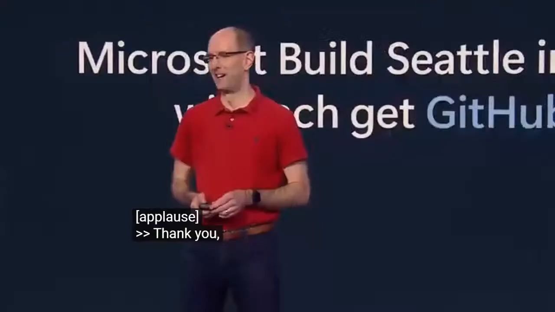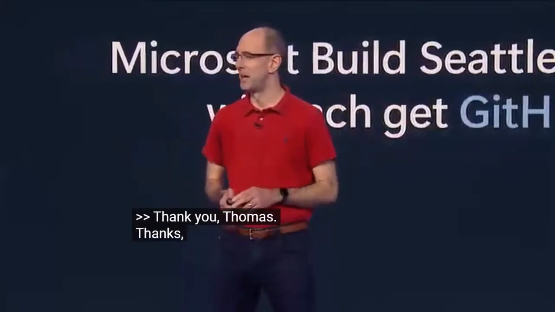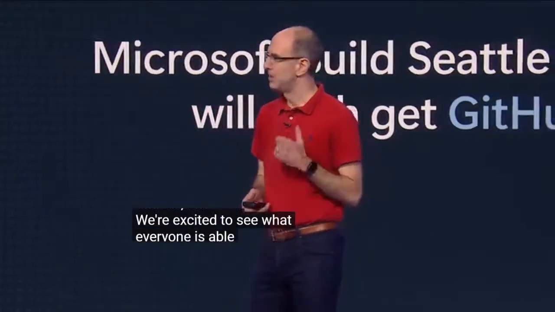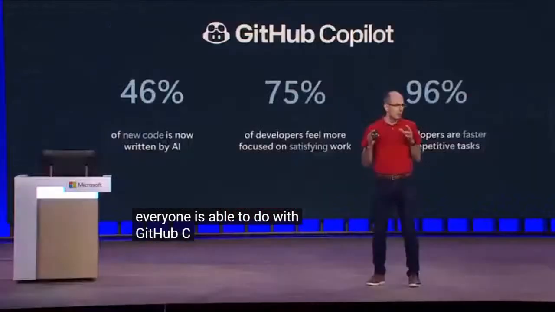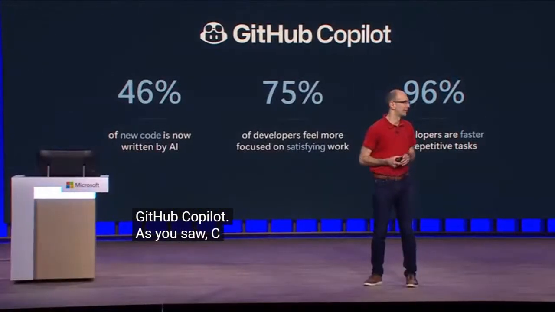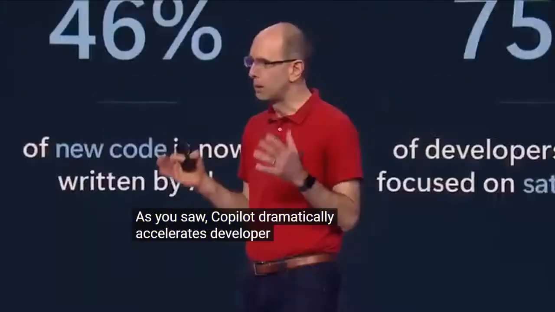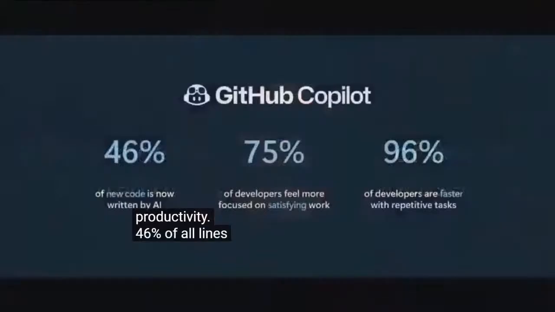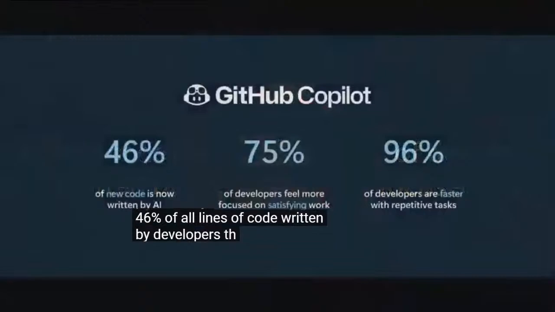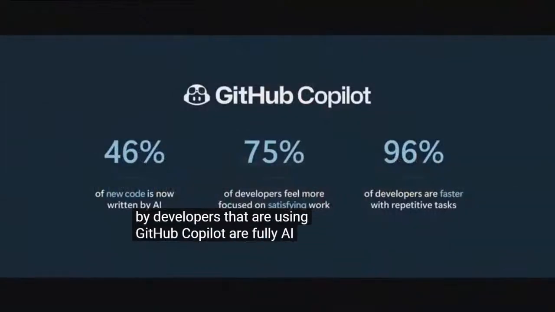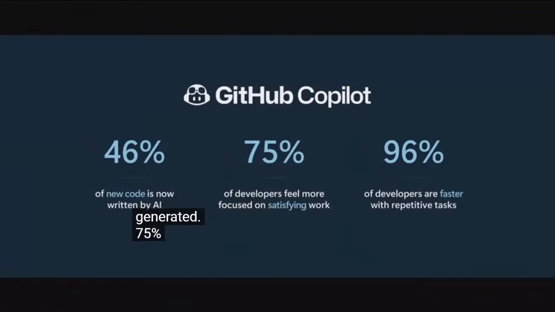Thanks, Thomas. We're really excited to see what everyone here is able to do with GitHub Copilot. As you just saw, Copilot dramatically accelerates developer productivity. In fact, 46% of all lines of code written by developers that are using GitHub Copilot are now fully AI generated. 75% of developers using Copilot are feeling that they can now focus on more satisfying work. No one really loves debugging regular expressions, and you can now enjoy your jobs more. And 96% of developers report being able to complete repetitive tasks a lot faster.